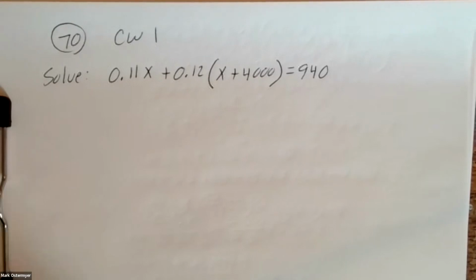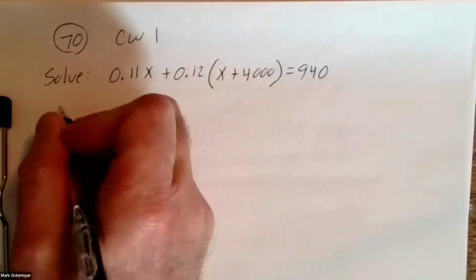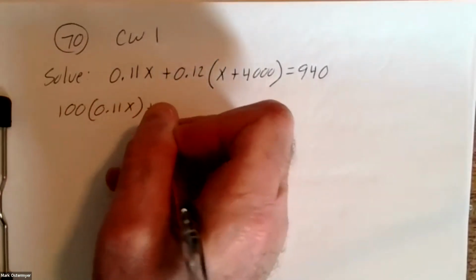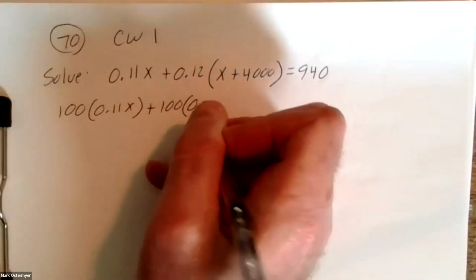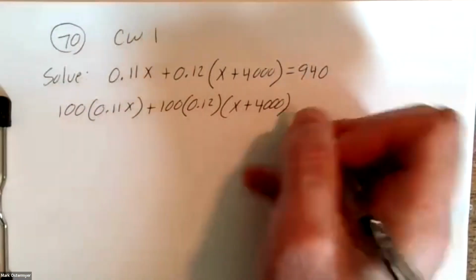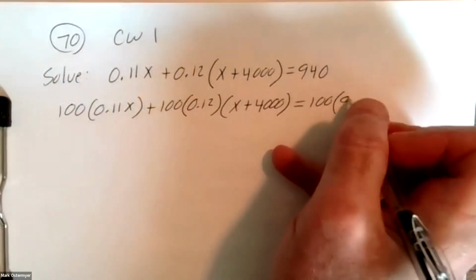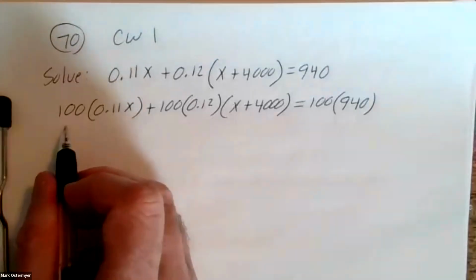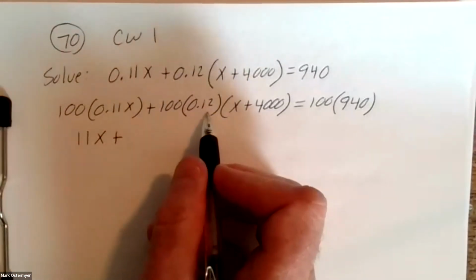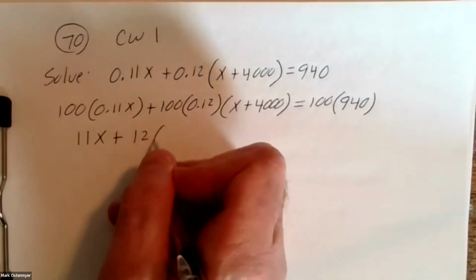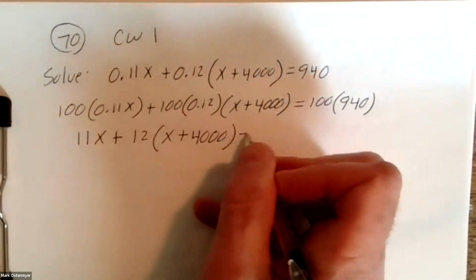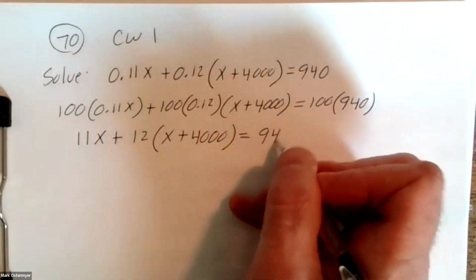All right, so we want to get rid of these decimals first, so we're going to multiply both sides by 100. Got to multiply the right side by 100. 100 times 0.11x turns this into a nice 11x. 100 times 0.12 turns this into 12. Decimals are gone. The right side turns into 94,000.